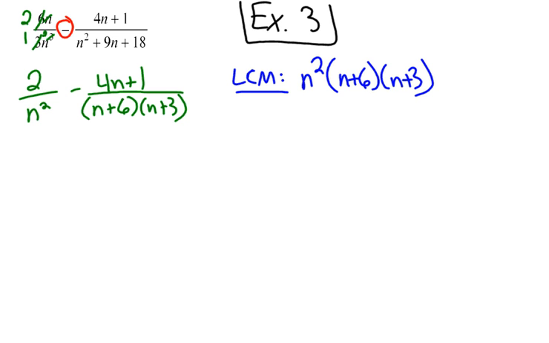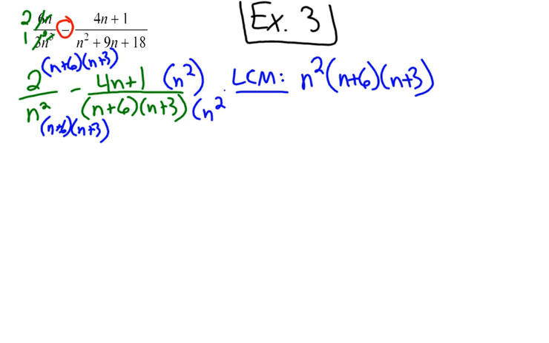So what's missing? We only have an n squared in the first fraction. We multiply by the two binomials, n plus 6 and n plus 3. In our second fraction, the only one of the three factors we're missing is n squared. So we multiply each our numerator and denominator by n squared.